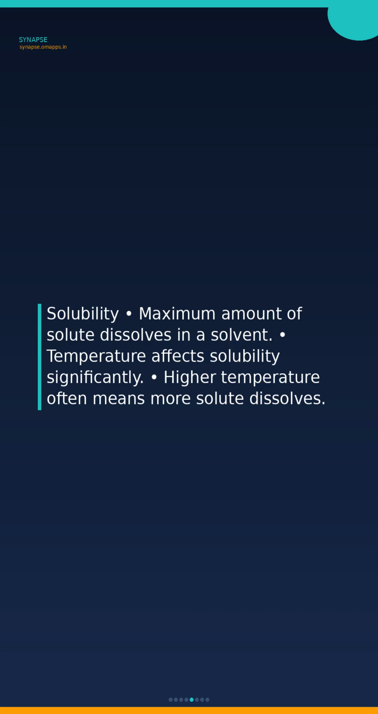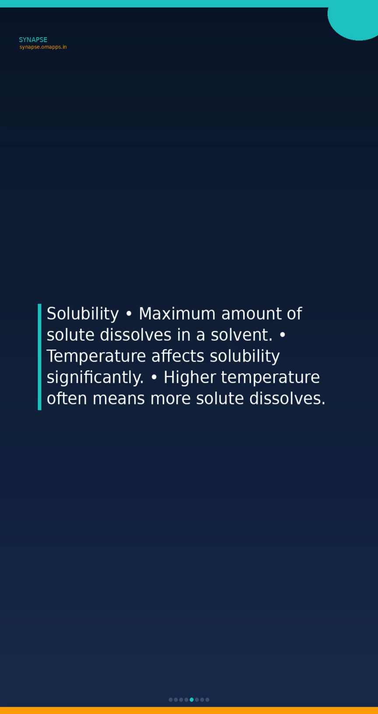Here is the formula for osmotic pressure. Pi = iMRT. Pi is the osmotic pressure, i is the van't Hoff factor, M is the molarity, R is the ideal gas constant, and T is the temperature in Kelvin. This formula will help you solve many problems. A common mistake students make is forgetting to convert temperature to Kelvin. Always use Kelvin in these calculations. It's a small detail that can cost you marks.